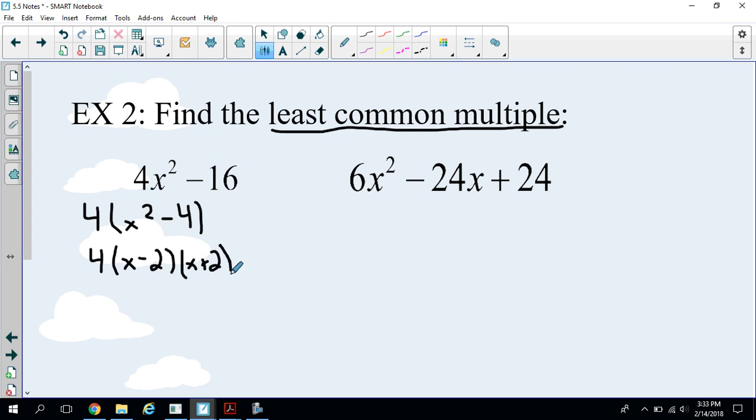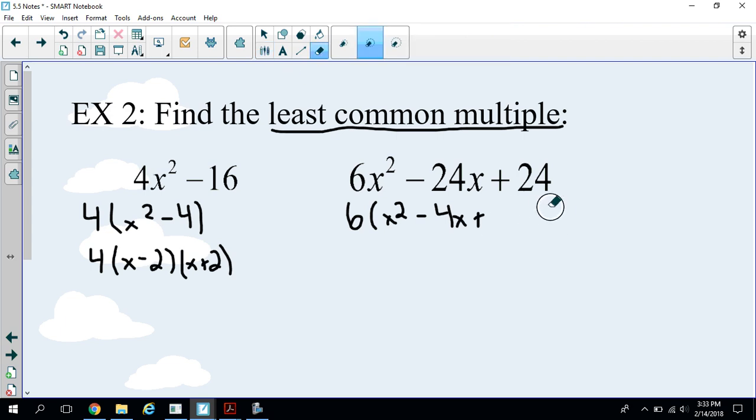Once we factor this, now we need to factor our other one, 6x squared minus 24x plus 24. Notice that they all have 6 in common, so we factor that out. Now we're left with x squared minus 4x plus, whoops, that needs to say 4 there, not 24.